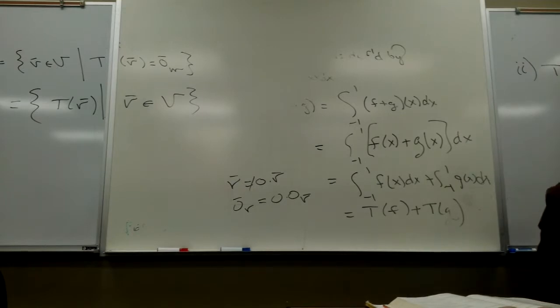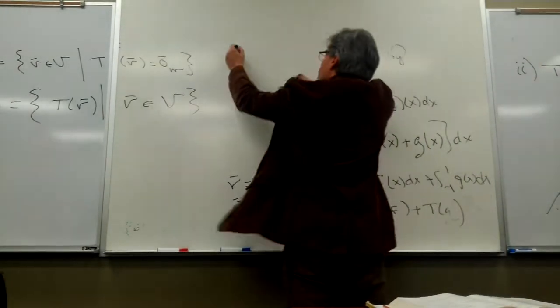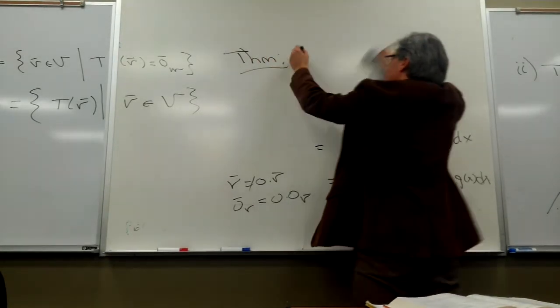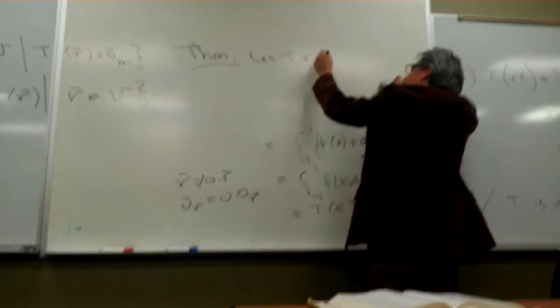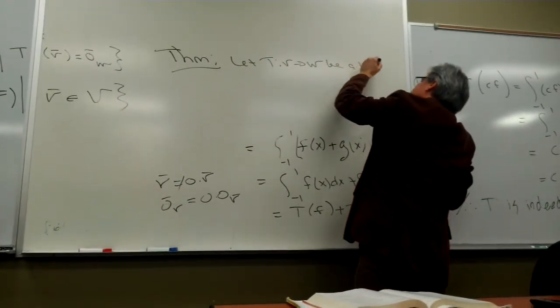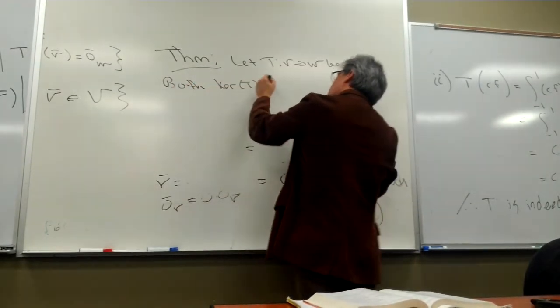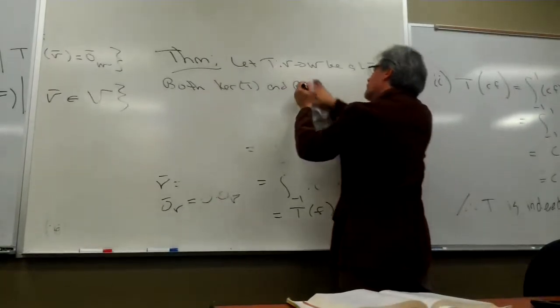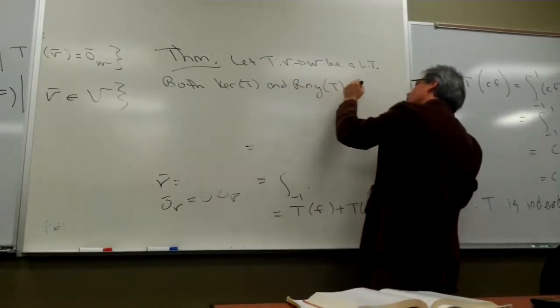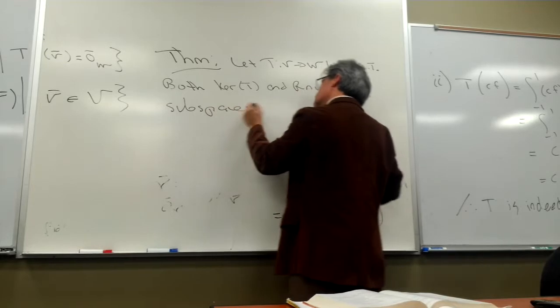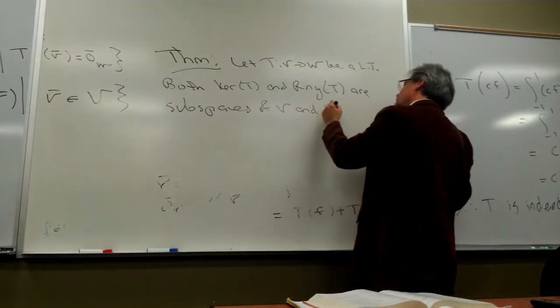Oh, you guys, what was I just saying? I was saying, instead of just simply saying I got subsets, I got subspaces. Let's prove it. So there. Oh, I better be official. Let T from V to W be a linear transformation. Both this set and this set are subspaces of V and W respectively.